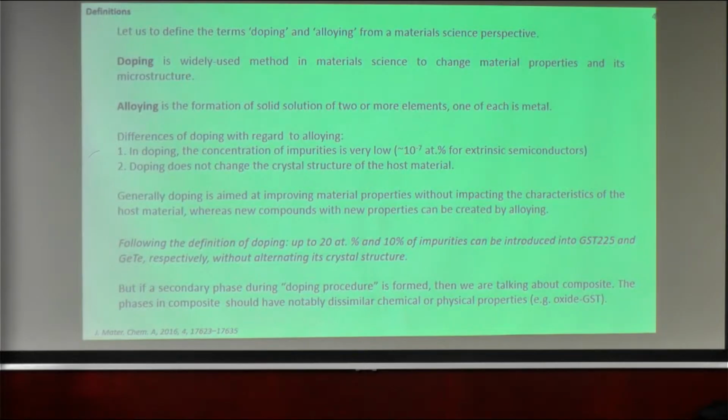So if you introduce several percent of impurities into your material, this is already like alloying, because the impurities will take some sites in your material, and then it's already not doping. This is more like alloying.